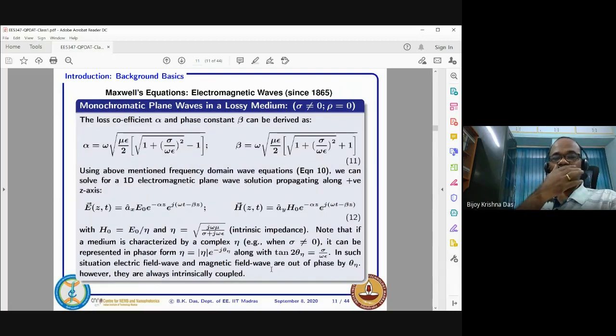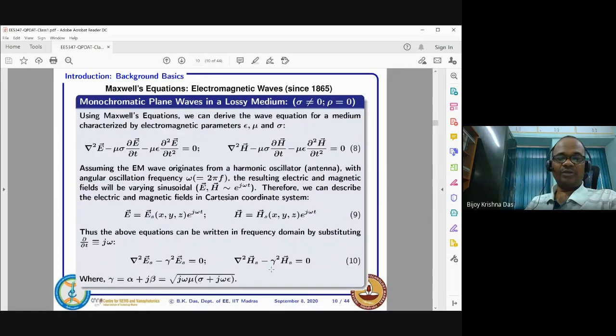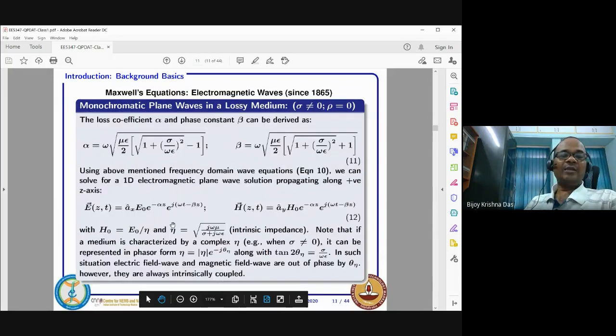Now we try to solve for the alpha value, Maxwell's equation, monochromatic plane waves in a lossy medium. For a monochromatic wave, the loss coefficient alpha and phase constant beta can be derived as follows. This is your equation, gamma equal to this. It's a complex form, so you can solve this directly. What is the real part and what is the imaginary part? The real part is alpha and the imaginary part is beta. If you do a little bit of maths, take the square root and decompose into real and imaginary parts, then alpha will be equal to this and beta will be equal to this.